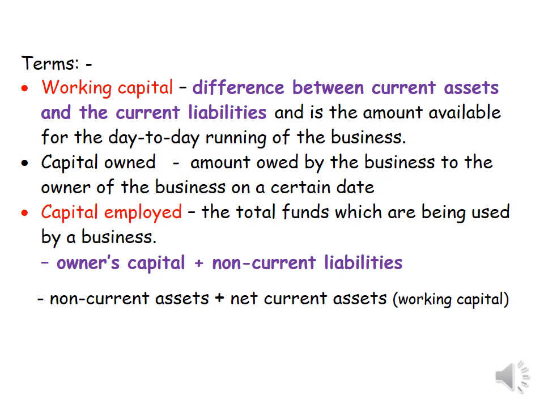Before we continue looking at the formulas, I want you to understand a few terms. The first one is working capital. Before that, you need to know the formula to calculate working capital. Working capital is the difference between current assets and current liabilities. You take your current assets minus current liabilities, and you get working capital.